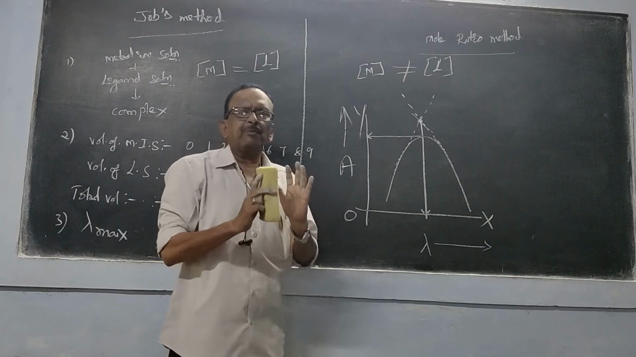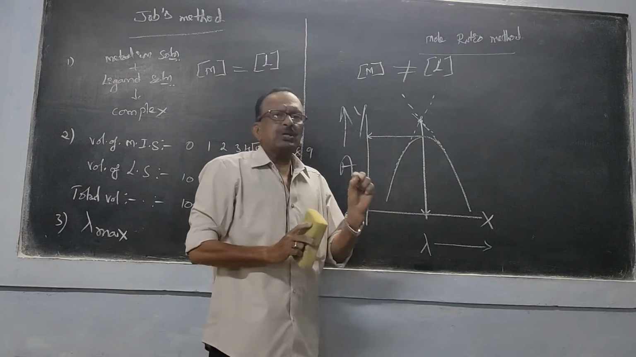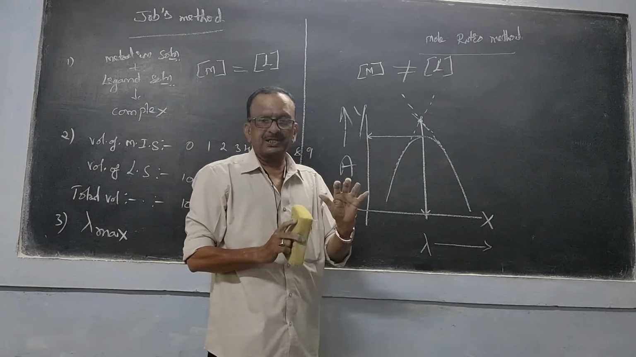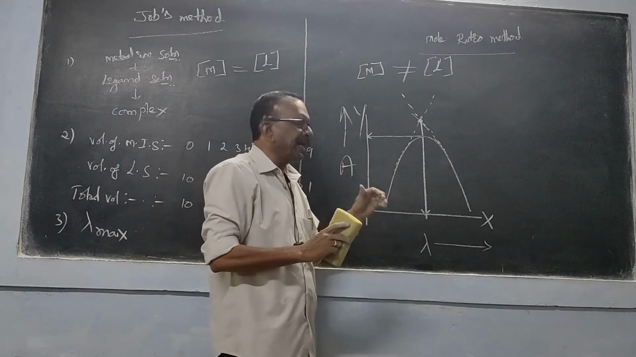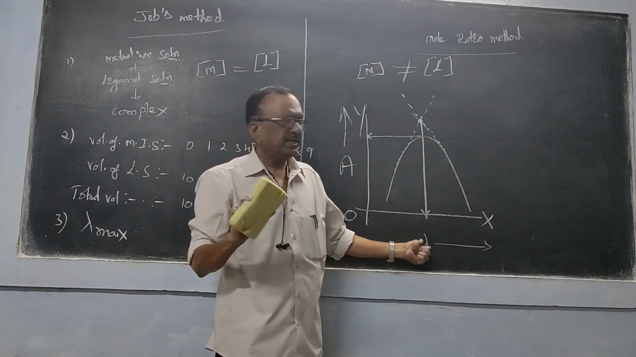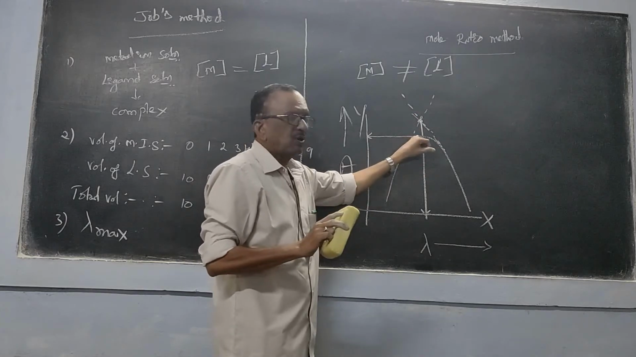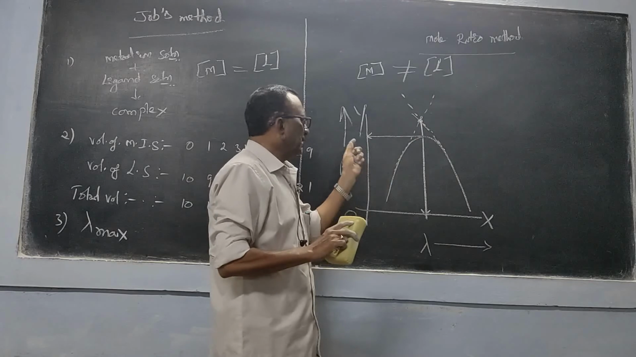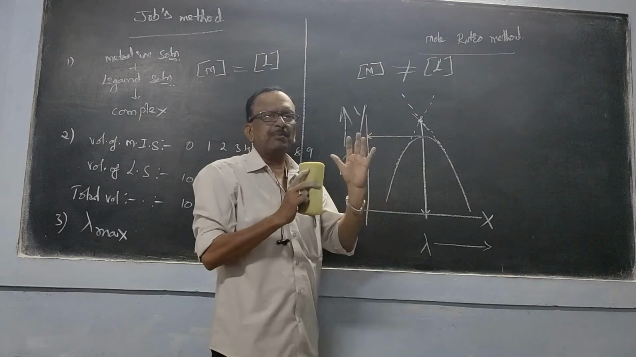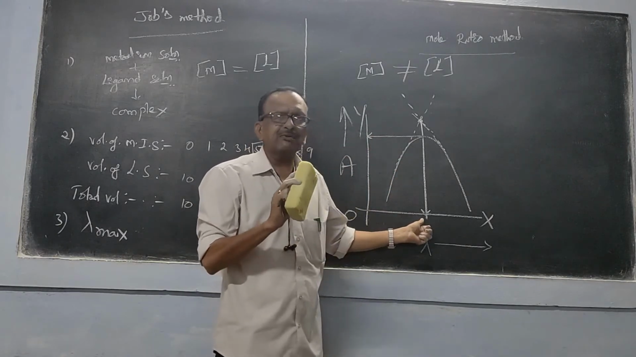So what is lambda maximum? Lambda maximum means the absorbance of light energy by a solution at a particular wavelength must be maximum. That is the maximum value we got, so that is called the lambda maximum. That means the absorbance value will be highest, the maximum amount of light energy absorbed by that particular solution at a particular wavelength.